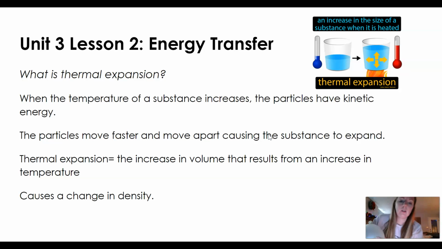So with thermal expansion, the temperature is increasing for the air particles inside this balloon. They have more energy and will cause the balloon to expand, to the point where the balloon will pop, because there's not enough room for as much energy as these particles have. So I have my candle down here, and yes, this balloon is going to pop.